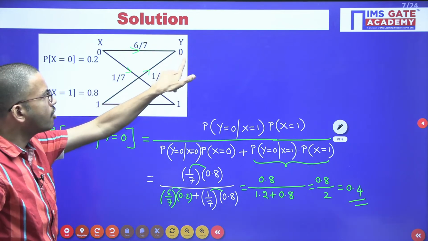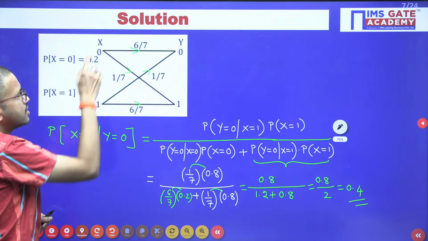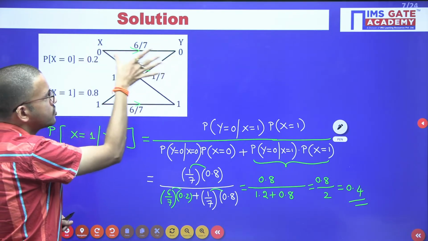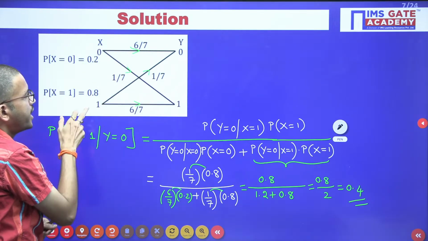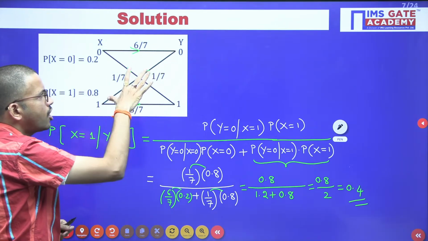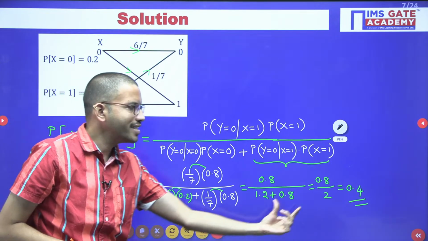You are receiving output 0 because of two possibilities, right? So you consider the probability regarding 0, and because of 0, if you are receiving 0, whatever the probability, just multiply those two probabilities, plus the probability of 1 and, because of 1, you are getting 0, multiply those two. That is the overall expression you are going to get in the denominator.